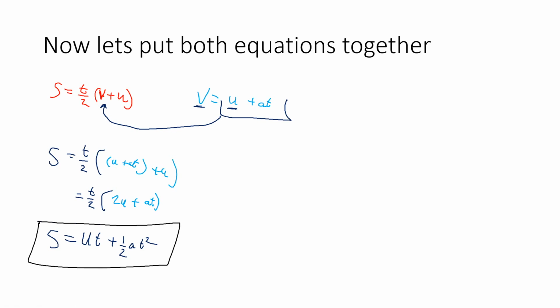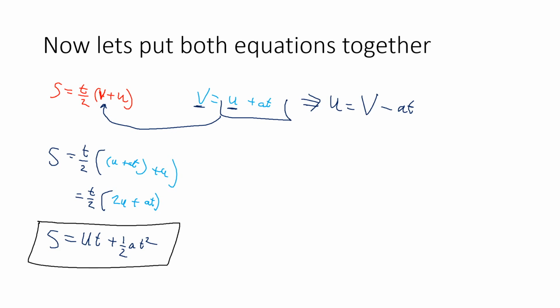Now let's do it the other way round, where we make u the subject. If v equals u plus at, that means u is equal to v minus at. You can do it the way that I just explained, but it's a bit better to do it the other way. So now let's sub that in for u.